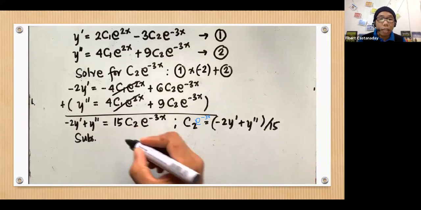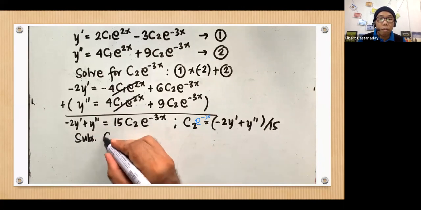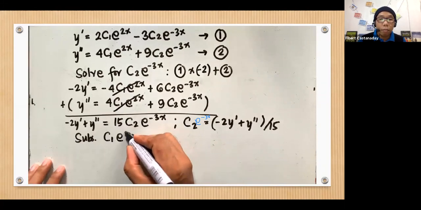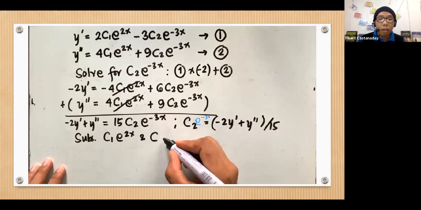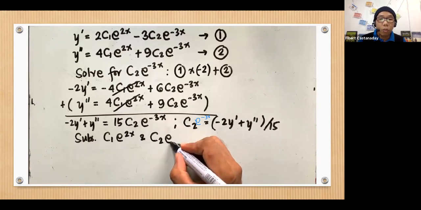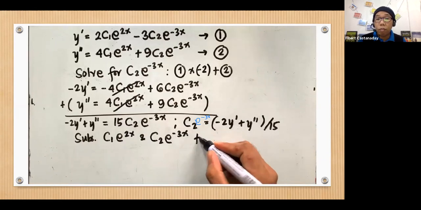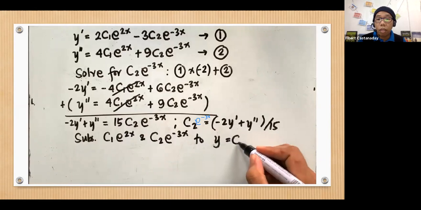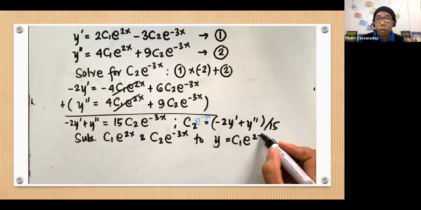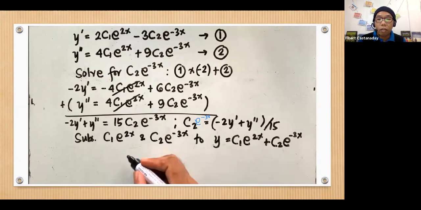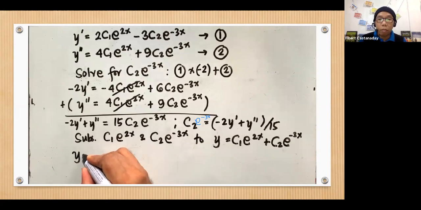Now the next step will be to substitute these values, c sub 1 e raised to 2x and the value of c sub 2 e raised to minus 3x, to our given equation. That is y equals c sub 1 e raised to 2x plus c sub 2 e raised to negative 3x. This is our given, right? So you plug in all the values of c sub 1 e raised to 2x and c sub 2 e raised to minus 3x.